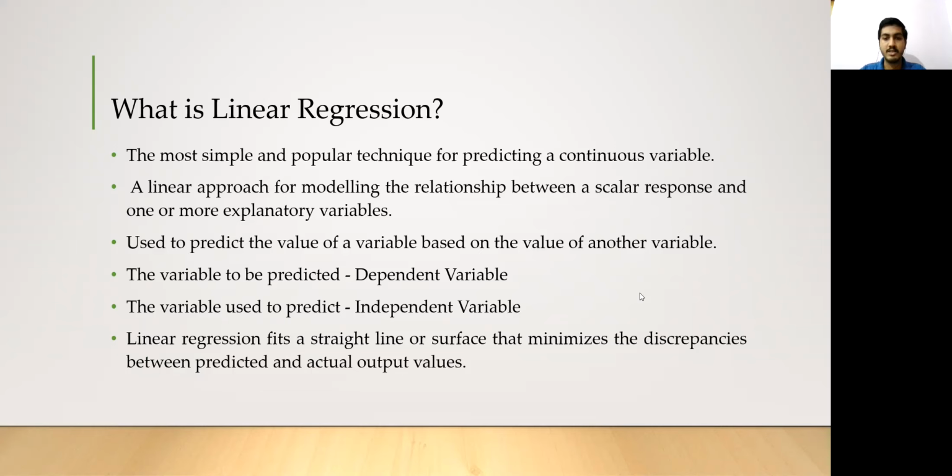The variable that is to be predicted is called a dependent variable as its value is dependent on other variables, and the variables that are used to predict this dependent variable are called independent variables. Linear regression attempts to fit a straight line or a surface that minimizes the discrepancies between predicted and actual output values.